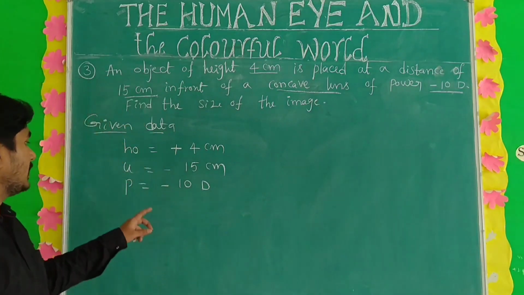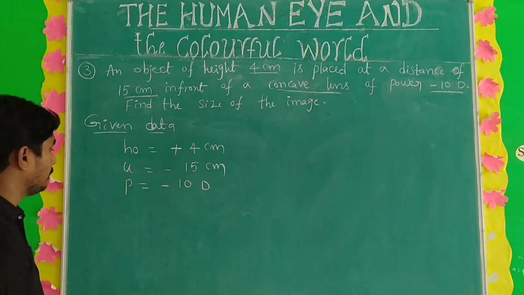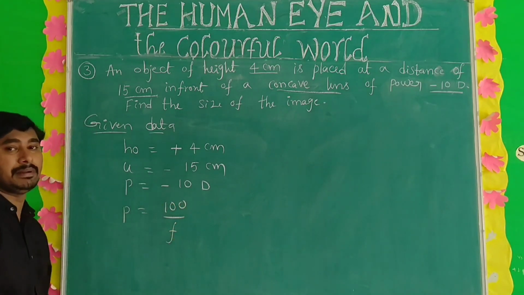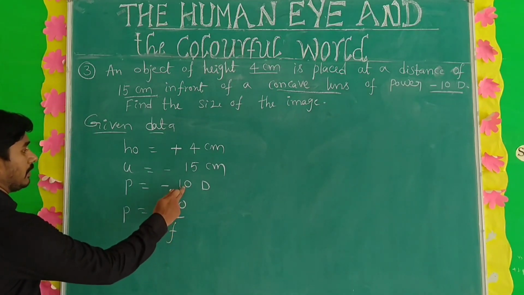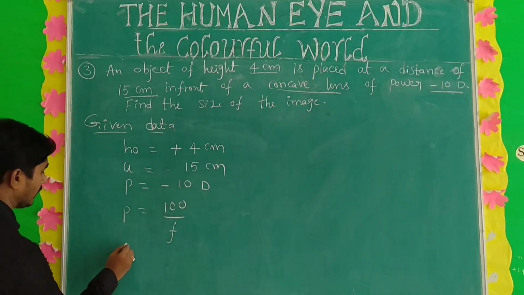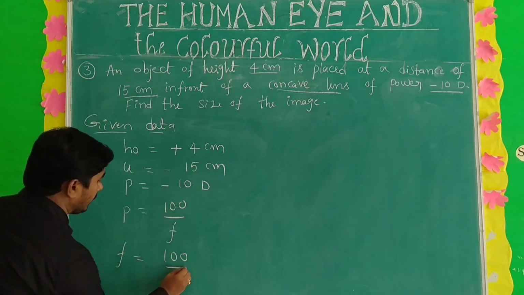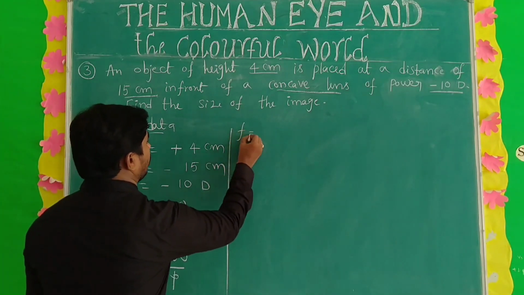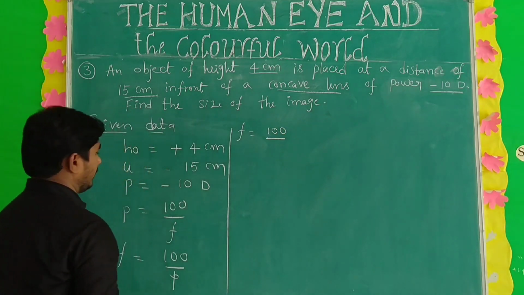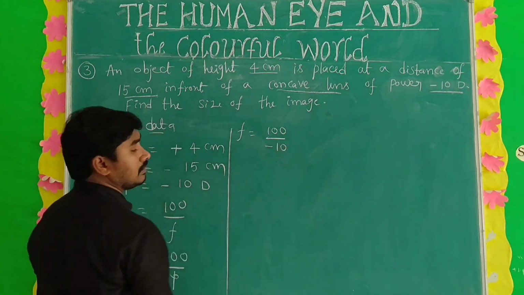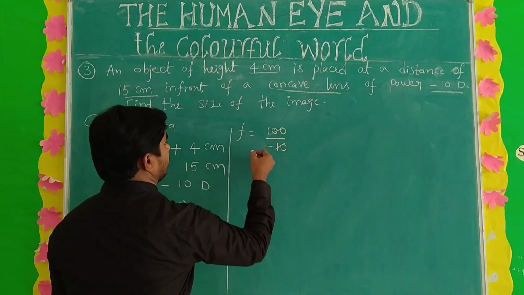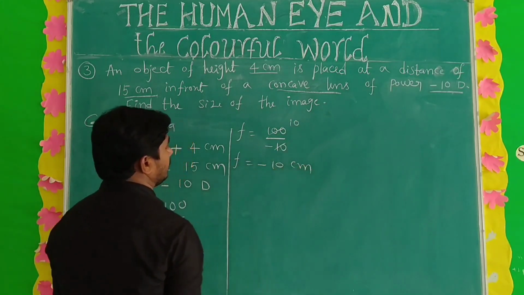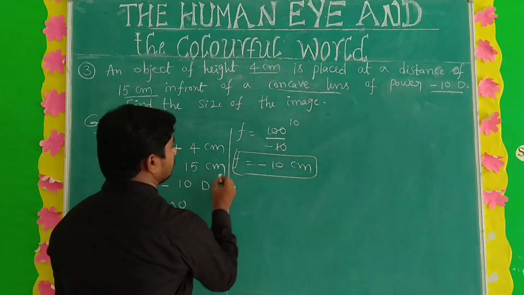You know very well the relation between power of lens and focal length. P is equal to 100 by F, with F in centimeters. You already know the power, minus 10, so F is equal to 100 by P. F is equal to 100 by minus 10. So F is equal to minus 10 centimeter. That is the focal length.